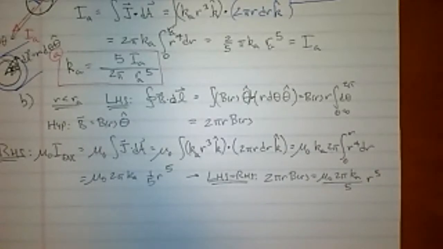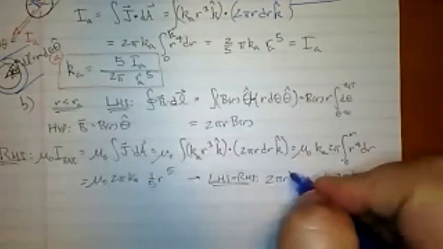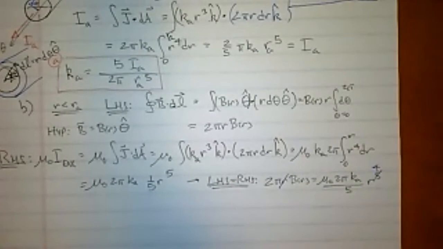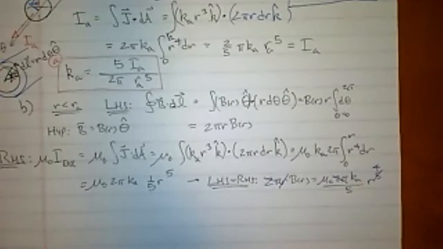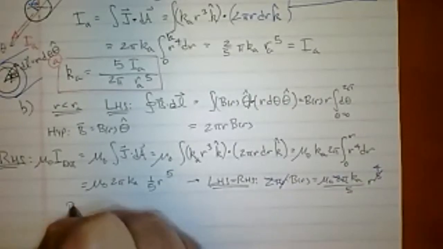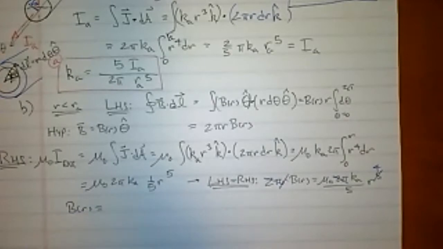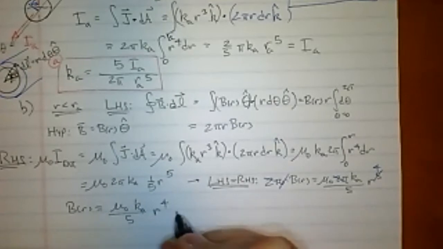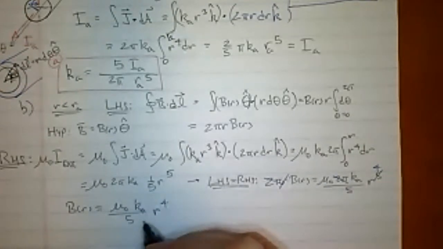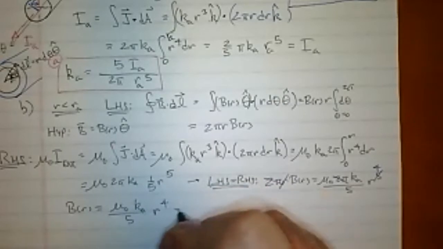You can see already something nice happens. This r over here cancels out with one of these, leaving a 4 there. You can also see that this 2 pi cancels out with this 2 pi. And what we'll get is B of r is equal to mu 0 Ka over 5, and that's r to the 4th. But now we want to substitute back in a because we weren't given Ka. We should return this answer in terms of what we were given, which was the Ia and the ra and all that good stuff. So now I'm going to go ahead and substitute in.